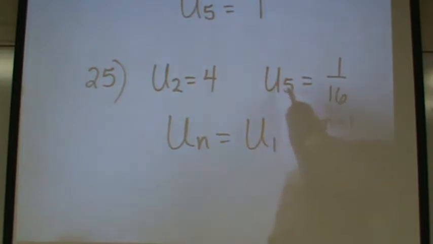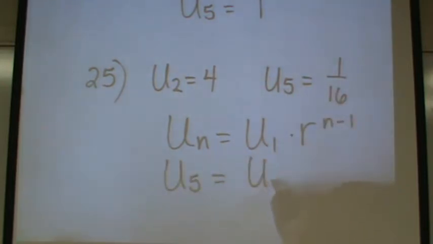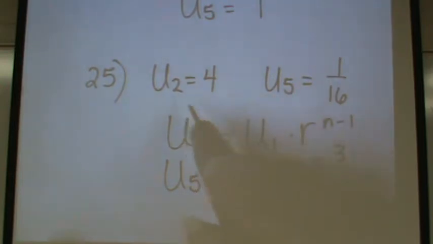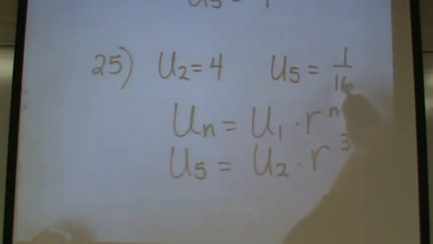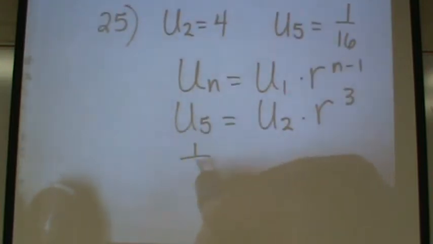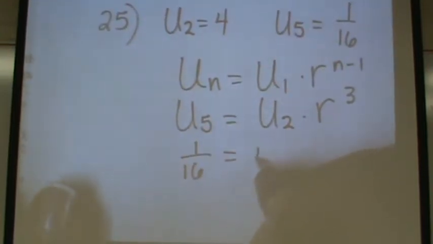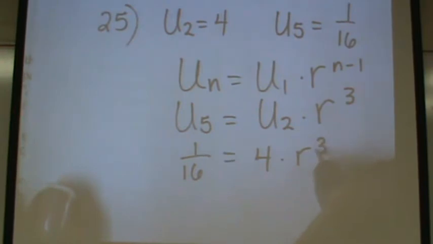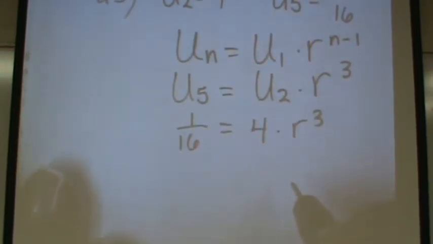So if you use the fifth term here, if we say U sub 5 is equal to U sub 2 times R, what power would we have? You do 5 minus 2, which is 3. These would be subtracted. So now replace U sub 5 with 1/16, and U sub 2 is 4. And we're going to try to find out what R is.